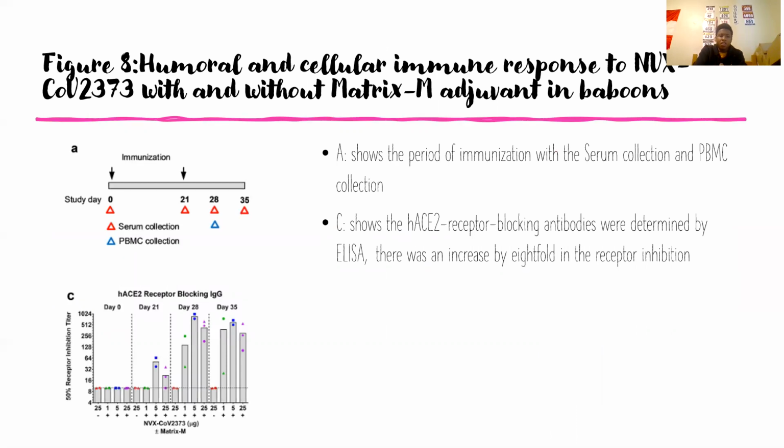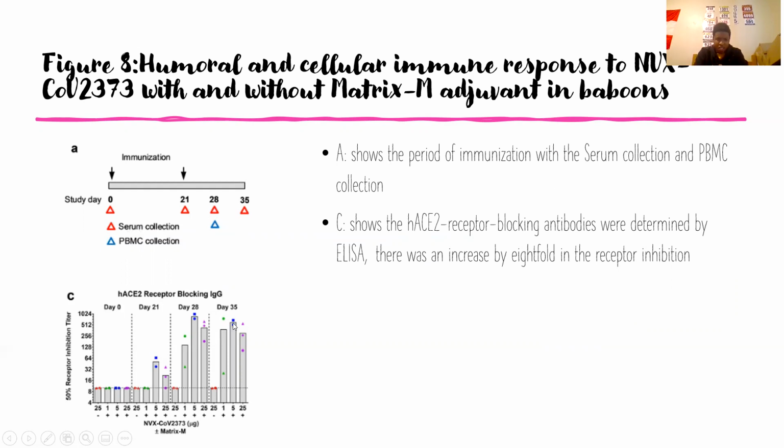So figure 8 shows a humoral and a cellular immune response to the NVX-CoV2373, and it's shown with and without matrix adjuvant in baboons. This first part of the figure just shows the immunization period of first the serum collection, which was at day 0, day 21, day 28, day 35, and then the PBMC collection was at day 0 of the study, and then day 28.